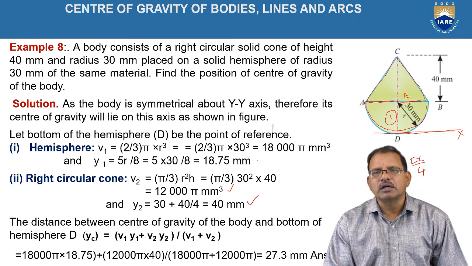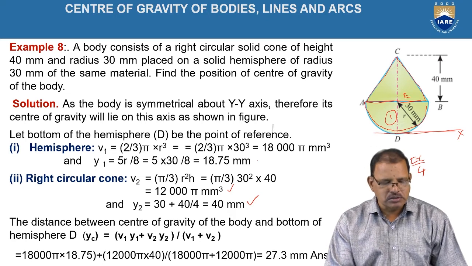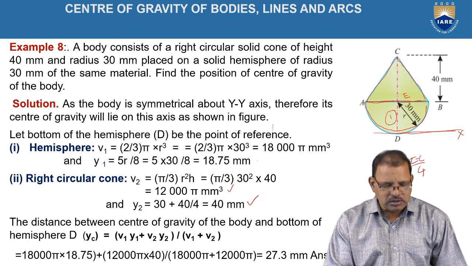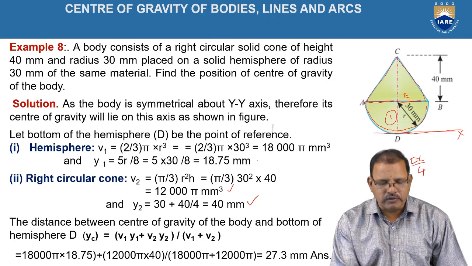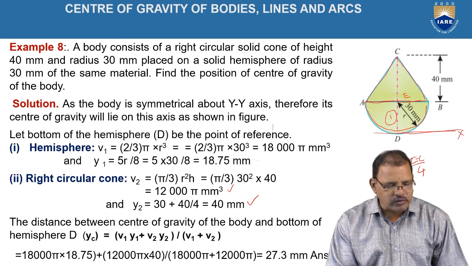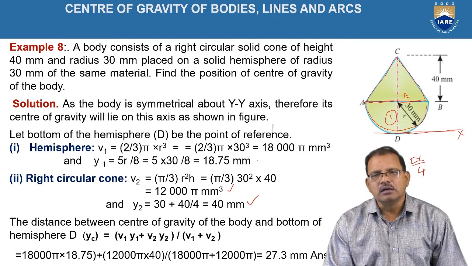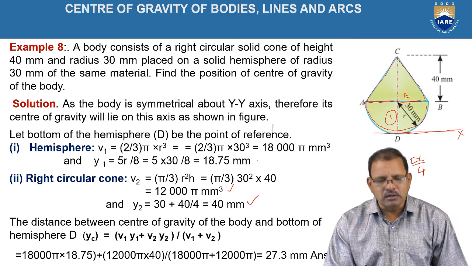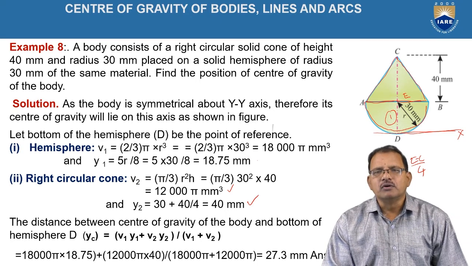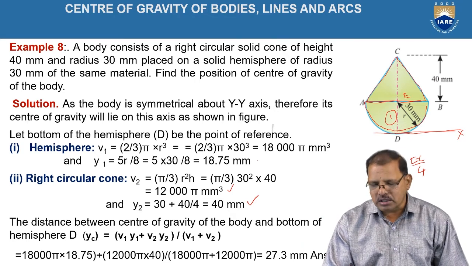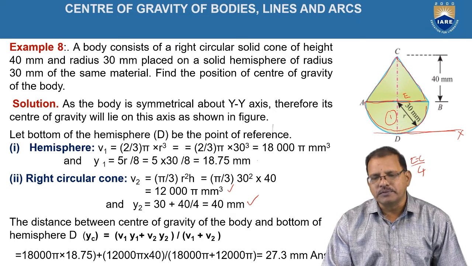So the distance between the center of gravity of the body and the bottom of the hemisphere is Yc, equal to V1 Y1 plus V2 Y2 divided by V1 plus V2. On substituting the values in these equations, we got 18,000 pi into 18.75 plus 12,000 pi into 40 divided by 18,000 pi plus 12,000 pi. On simplification, we got 27.3 mm. This is the position of the center of gravity of the given composite object.